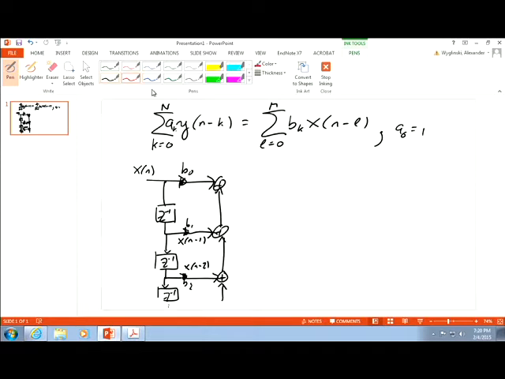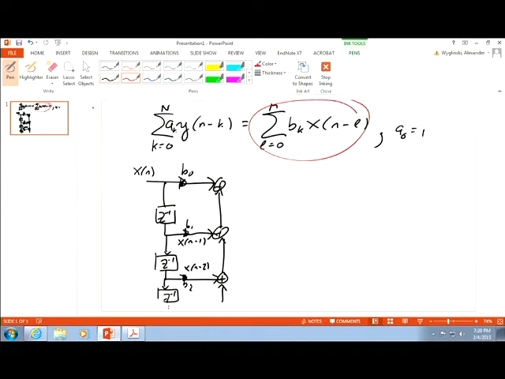So at the end of the day, we have this represented here. At the same time, we're going to have this side here, right? And how will this look? This will also have a representation. There is going to be some sort of feedback representation where we have our y of n, right? And a 0 is 1.